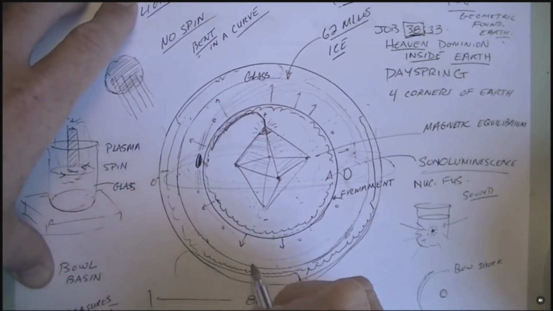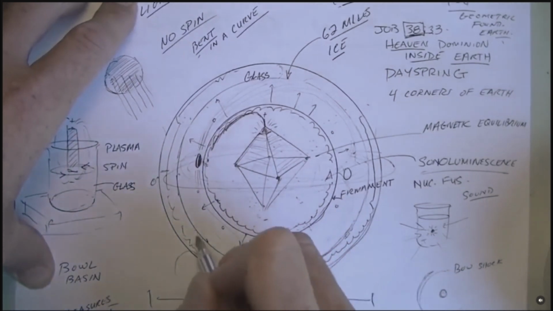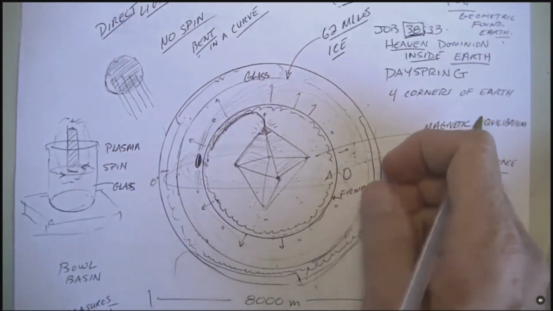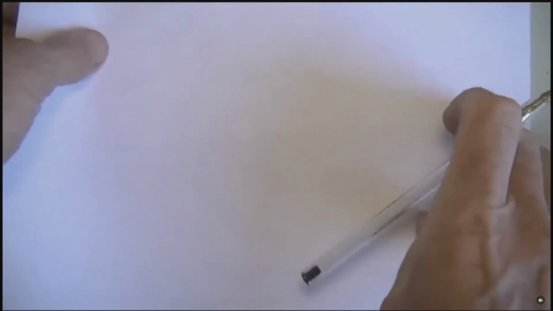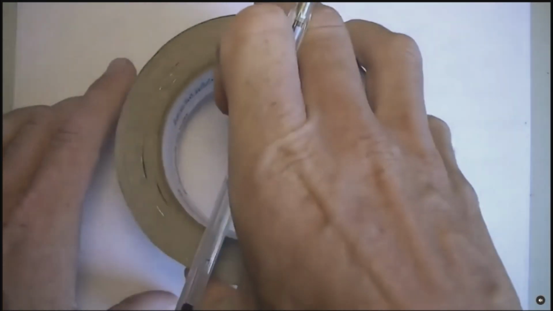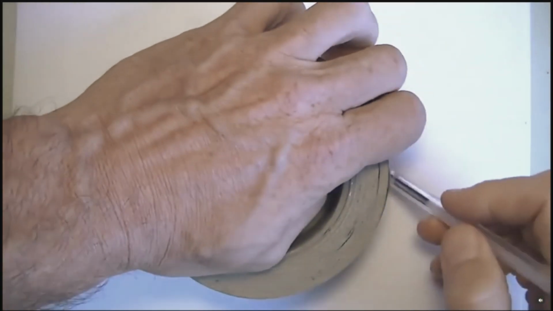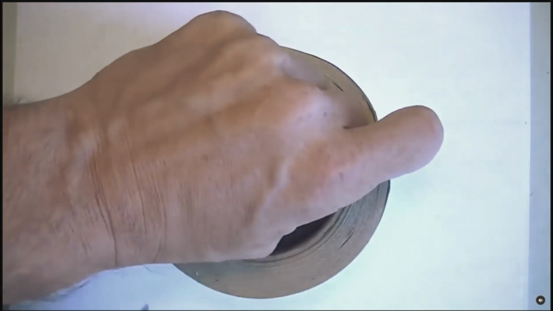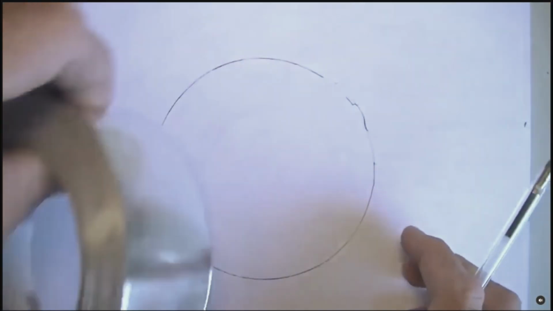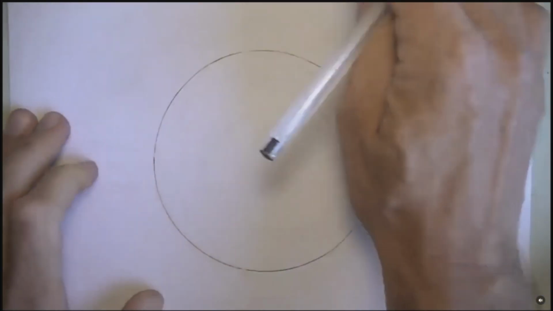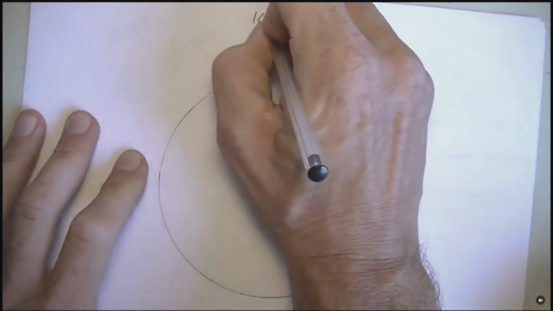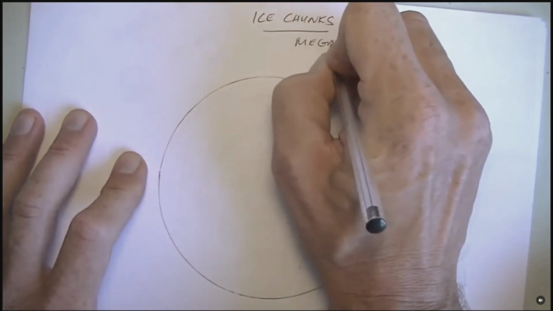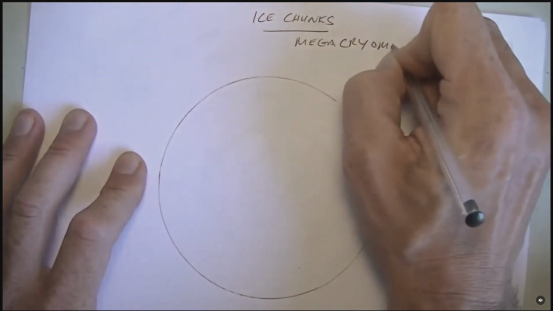We don't understand that there's a layer of glass and a layer of ice connected to the glass up in the sky. And every so often, this glass, or not the glass, but the ice will fall down. They have a fancy word for it, they call them megacriometeors. Ice chunks. Mega. Cryo. Meteor.